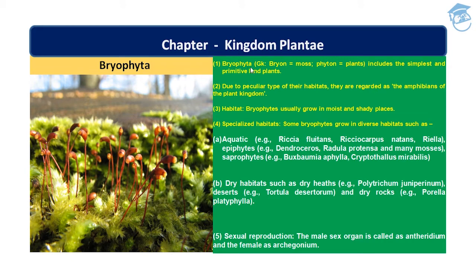Bryophyta is a word derived from bryon, which means moss, and phyton means plants. I repeat, if you just break the terminology, you'll find that bryon means moss and phyta means plants. It includes the simplest and primitive land plants. Due to the peculiar type of their habitats, they are regarded as amphibians of the plant kingdom.